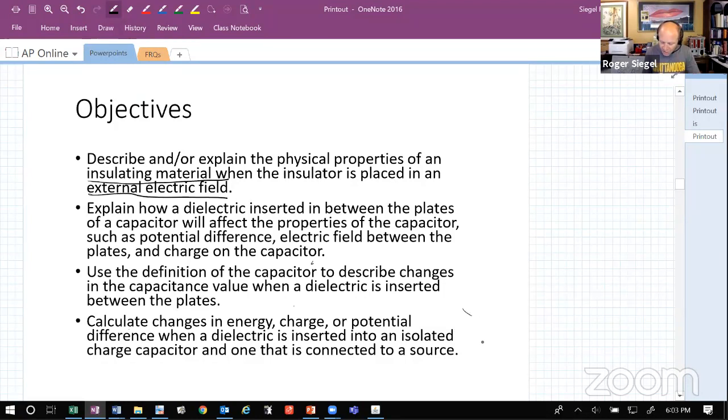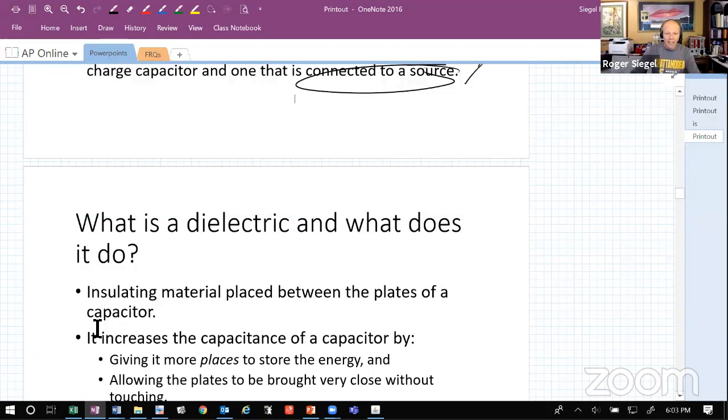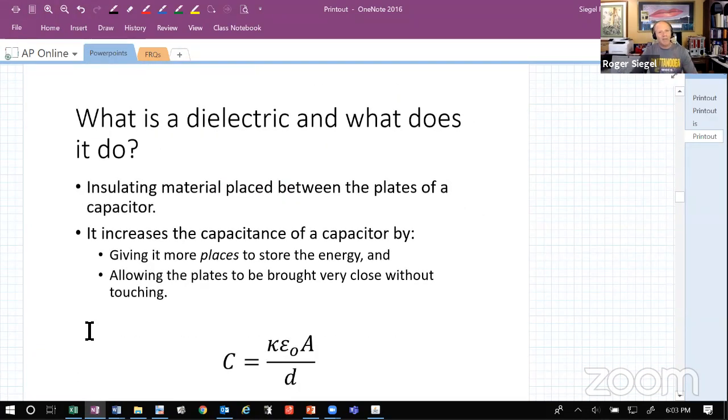So these were actually two different objectives. One said isolated and the other said connected, and so I just combined them into one. All right, we'll see these problems tonight. Usually the objectives only make sense after you've seen everything, but we always want to lay it out for you.